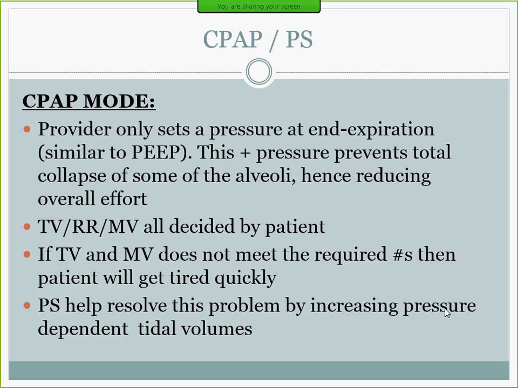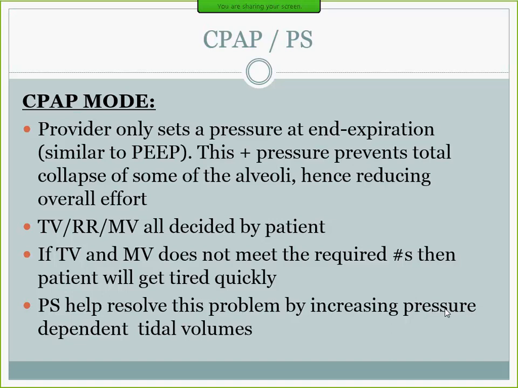Tidal volume, respiratory rate, and minute ventilation are all decided by the patient. The patient is going to decide how fast they want to breathe depending on the load on the system, and the load is determined by your carbon dioxide. If tidal volume and minute ventilation do not meet the required numbers, then the patient will get tired quickly, right? Imagine if you are breathing. Remember, the normal tidal volume is 8 ml per kilogram of ideal body weight, right? It goes by the weight.